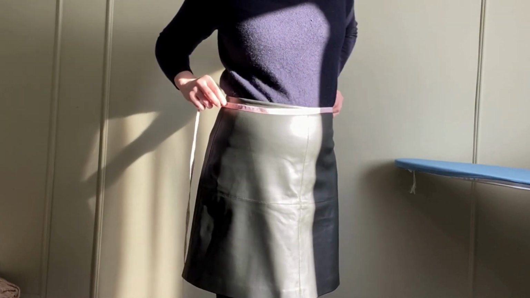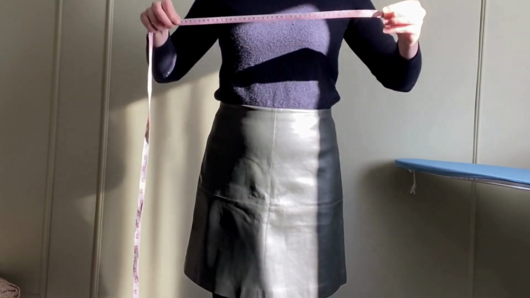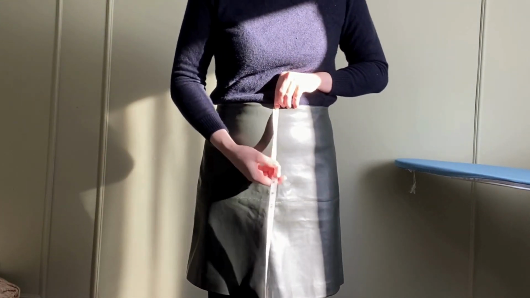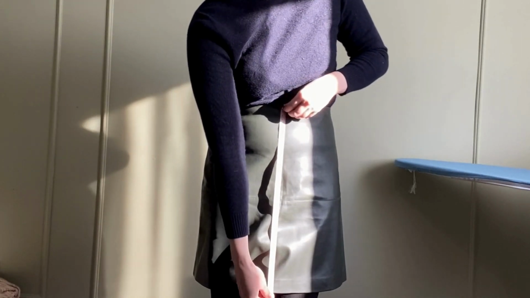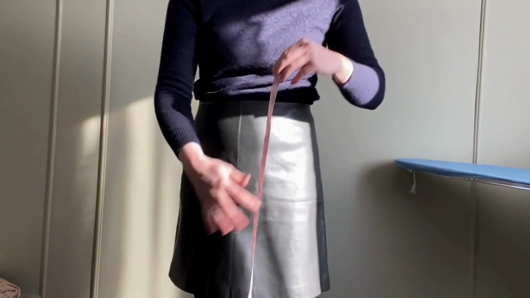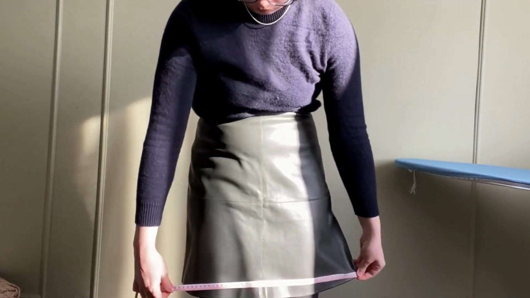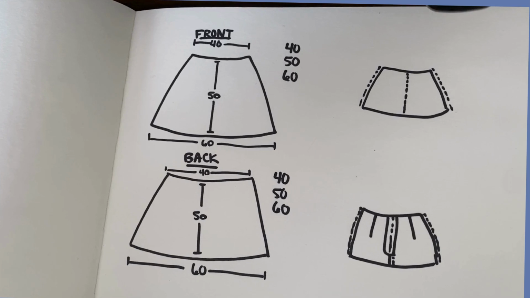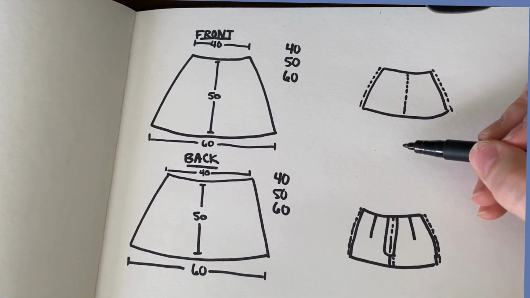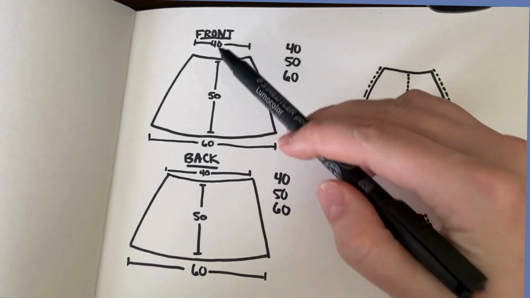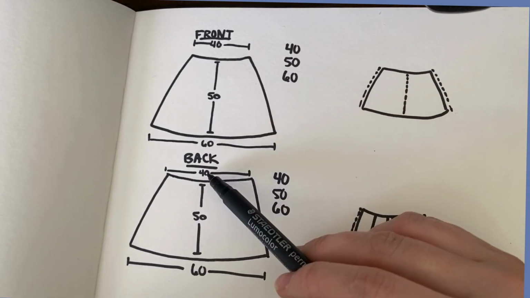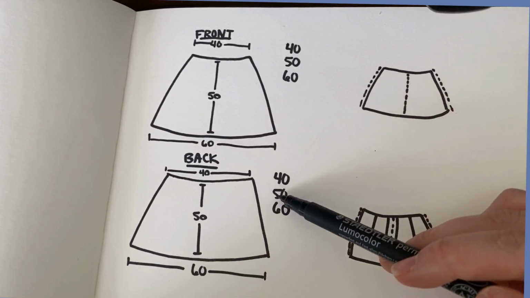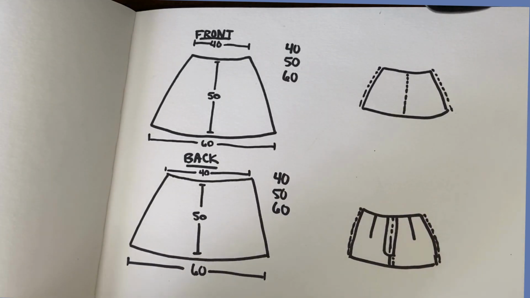The main measurements are the width at your hip and waist, then the length of the skirt, and you will want to have the width at the bottom of the skirt. The two last can be adjusted if you want the skirt to be tighter or longer. Then we're going to note down these measurements. So I have 40 in width of my waist, 60 at the bottom, and 50 centimeters as the length.